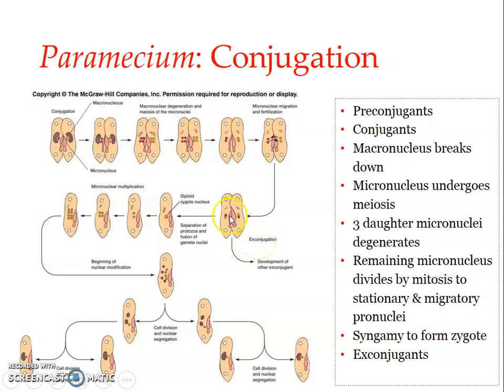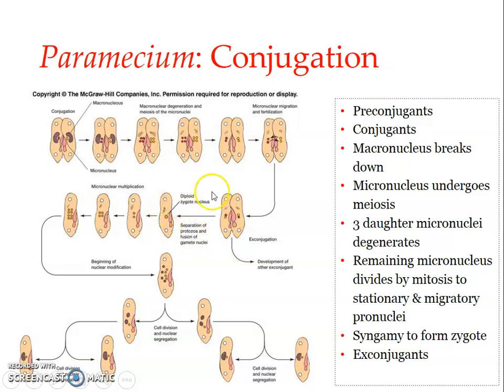Exconjugation is simply the separation of the 2 conjugates. Once separated, each of the individuals is referred to as an exconjugate. Now in each exconjugate, we are showing here only one of them, but the same thing is repeated in the other one also.